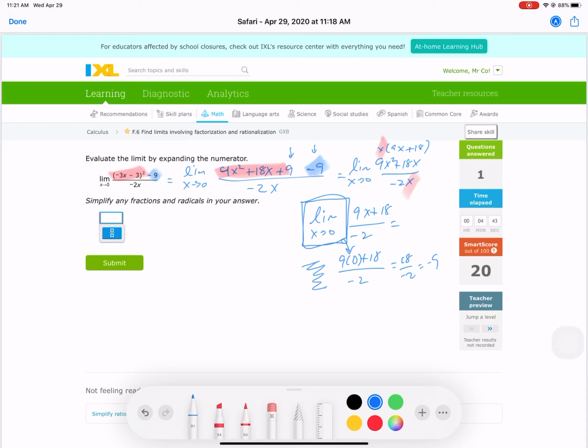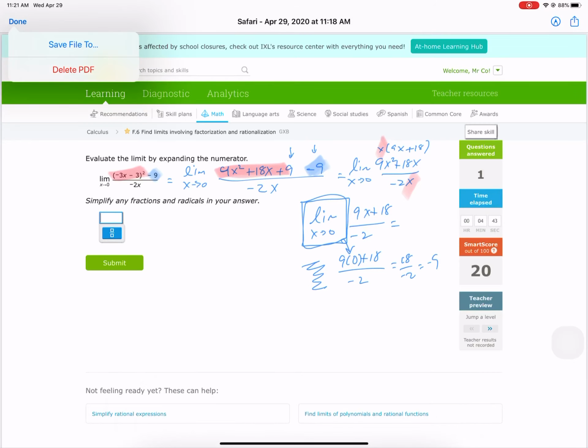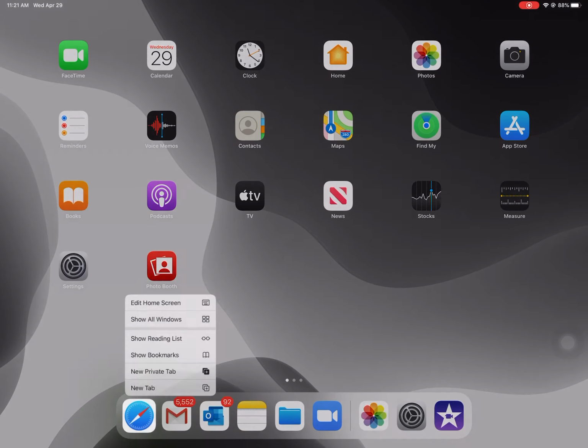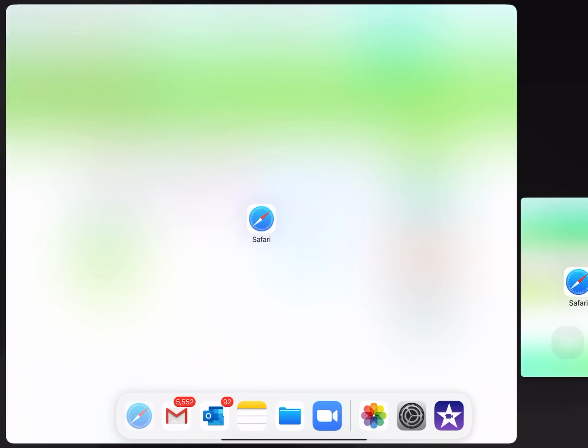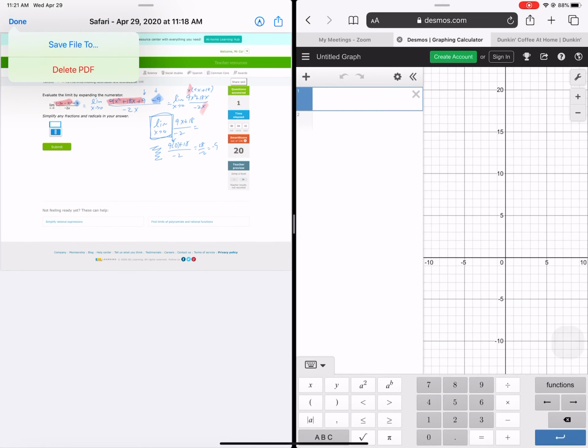Now let's look at this as a graphing version. My answer is negative 9. So I want to see, can I pull up another... Let me split window this. I can. All right, let's go to Desmos. It's there already. And we're going to go ahead and graph our function just to make sure this works. Just to show you guys.